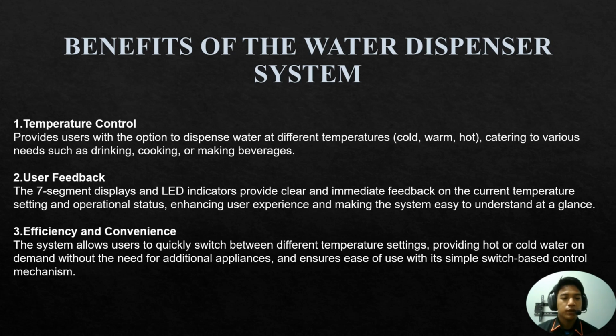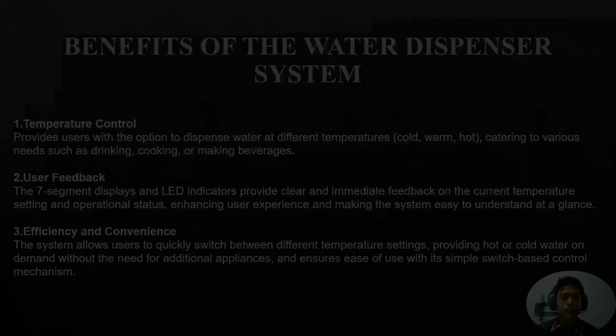Second is user feedback. The 7-segment display and LED indicator provide clear and immediate feedback on the current temperature setting and operational status, enhancing user experience and making the system easy to understand at a glance. The third is efficiency and convenience. The system allows users to quickly switch between different temperature settings, providing hot and cool water on demand without the need for additional appliances, and ensures ease of use with the simple switch-based control mechanism.